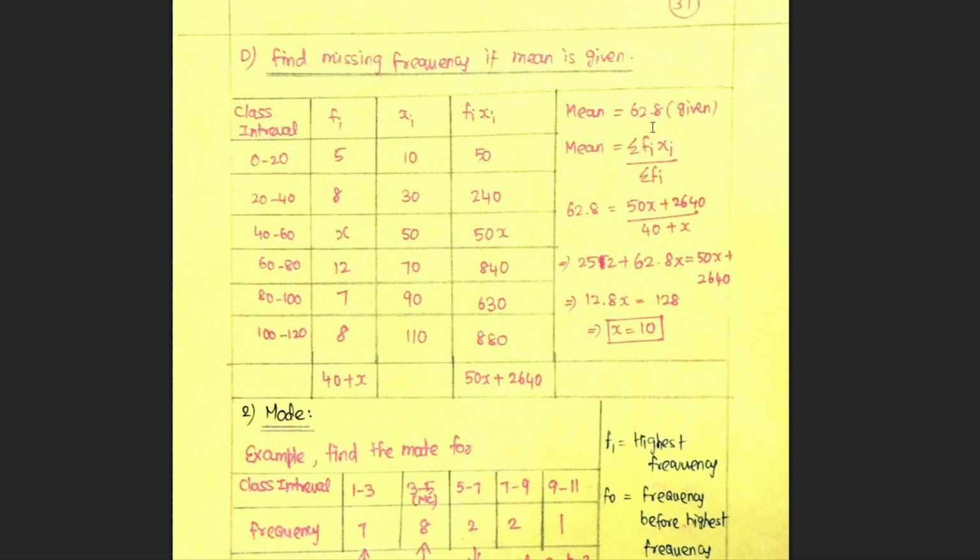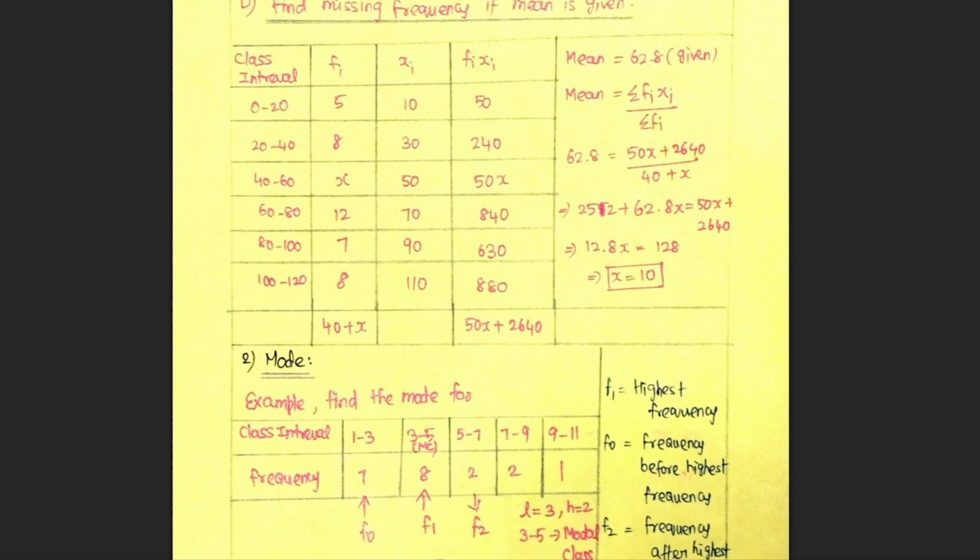Now the mean is given as 62.8. Using this you have to find out the missing frequency, which is x. So 62.8 is equal to 50x plus 2640 divided by 40 plus x. You cross multiply, you get 2512 plus 62.8x. This is equal to this. So you bring the x terms to that side and the constant terms to that side. You simplify, you get x is equal to 10. So the missing frequency is 10.